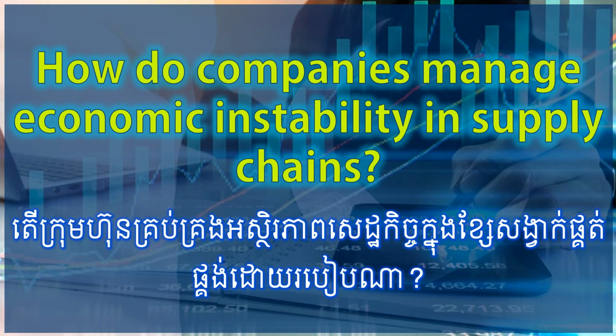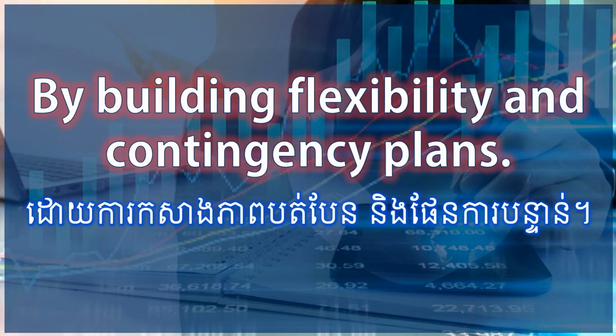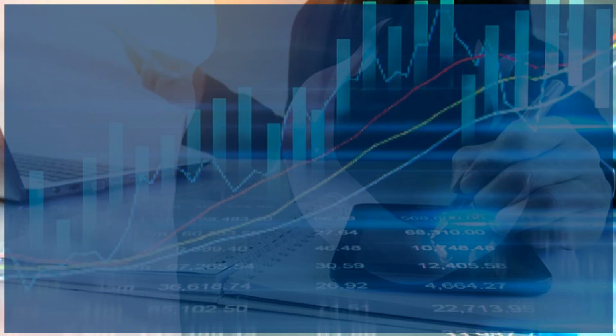How do companies manage economic instability in supply chains? By building flexibility and contingency plans.